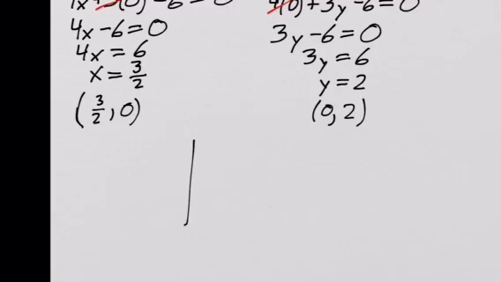So now I can go ahead and put my coordinate plane together. So I need a point at 0, 2, and I need a point at 3/2, 0. And then just draw a line through those points, and that's going to be the graph of the line.